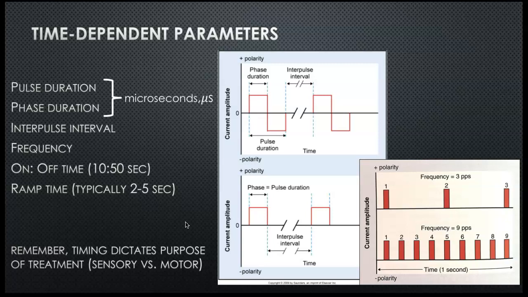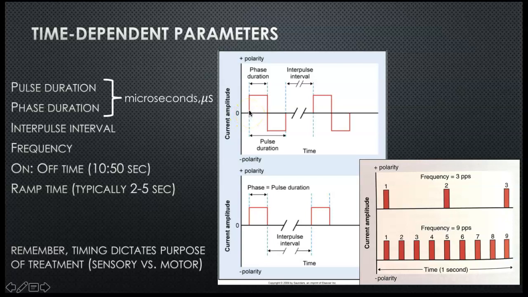Time-dependent parameters. So ones that you're probably going to be able to pick and adjust. We talked about on the last slide, pulse duration and phase duration, usually measured in microseconds, and it'll have this funny little mu sign, microseconds. This is what it looks like, just so you kind of understand what these things are.